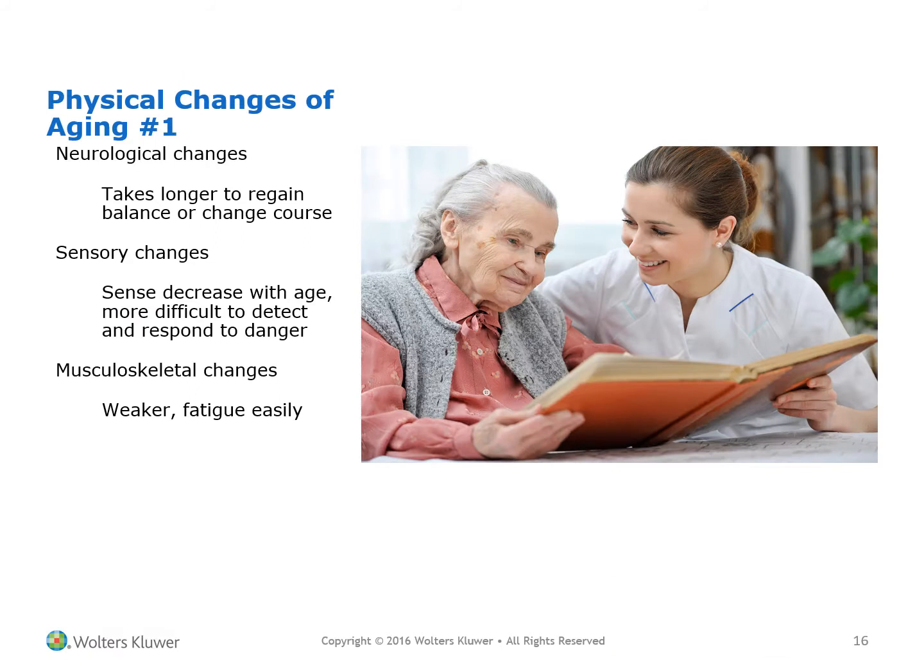Physical changes of aging. Neurological changes. For the elderly, it takes longer to regain balance or change course, change direction. There are sensory changes, and your senses also decrease with age. It's difficult to detect and respond to danger. Musculoskeletal changes. People that are elderly, of course, are weaker and they fatigue more easily.